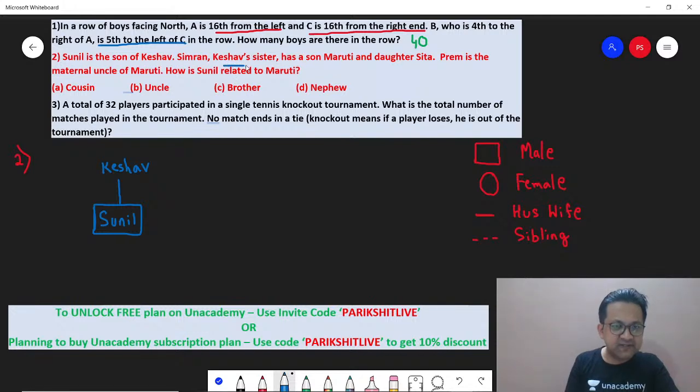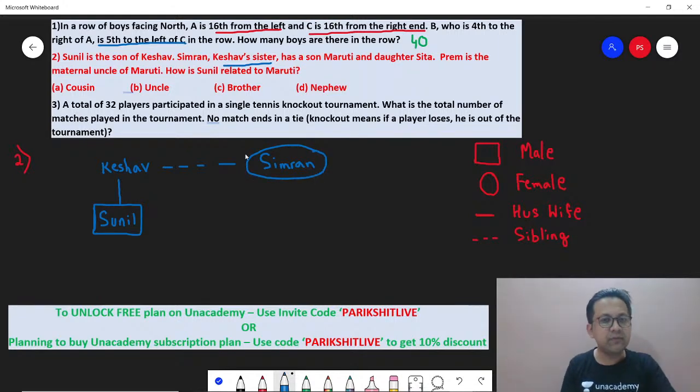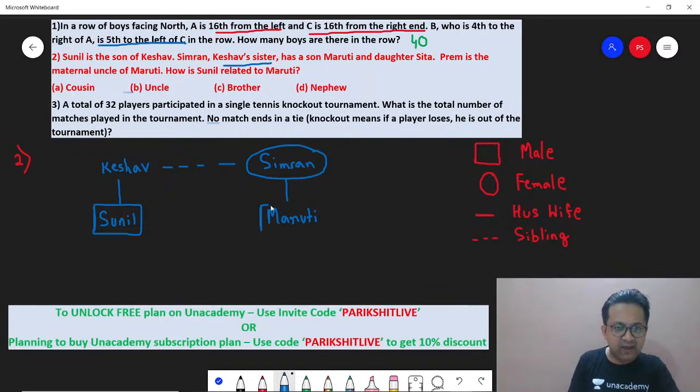Simran, Keshav's sister. So you have Keshav's sister. Remember, siblings are represented by a dotted line. And because they say Simran is the sister, sister would mean she is a female. Put a circle. Simran, Keshav's sister, has a son Maruti. Fine. Son is Maruti. So can I say son would mean it's a square? It's a male. And a daughter Sita. Remember Maruti and Sita got to be siblings. So siblings would mean dotted lines. So Sita. Sita is a circle.